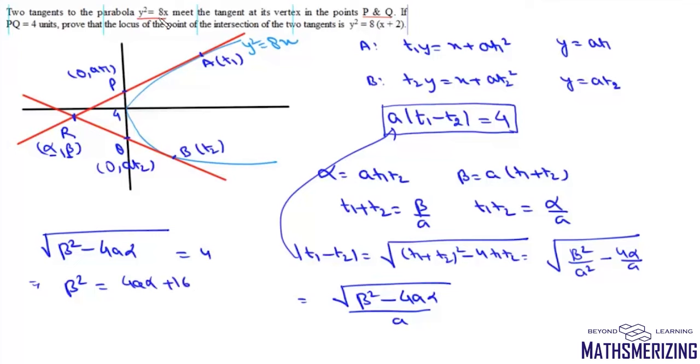Now here the value of A is 2. So I'll put A as 2. So we'll get this as beta square equals 8 into alpha plus 2. Now eventually we'll replace beta with y and alpha with x. So we'll get this equation as y square equals 8 times x plus 2.